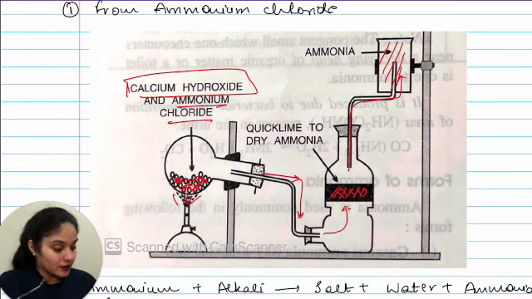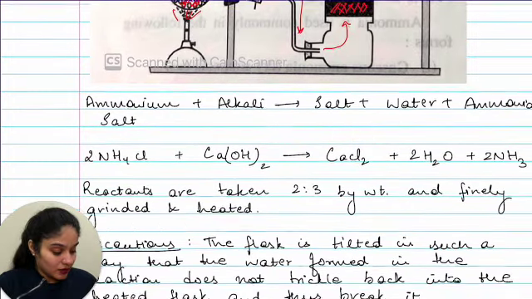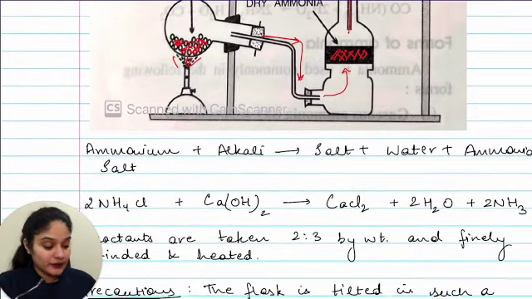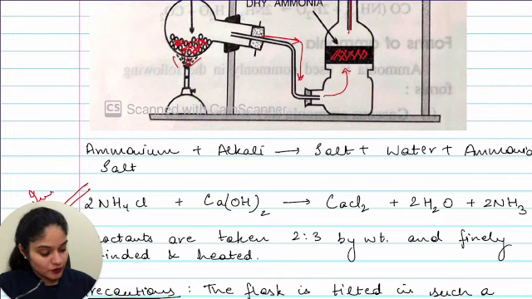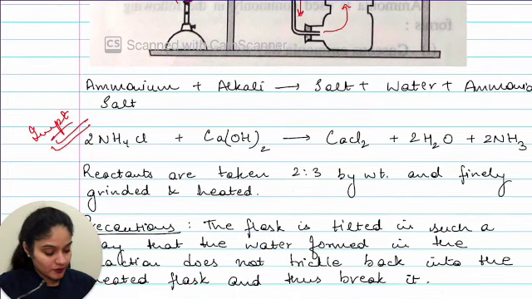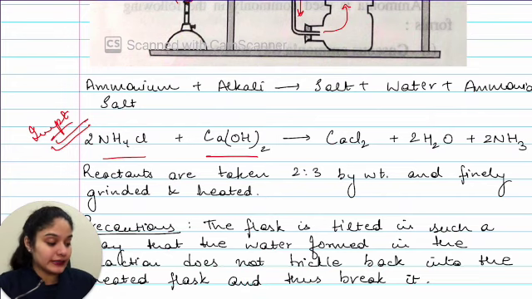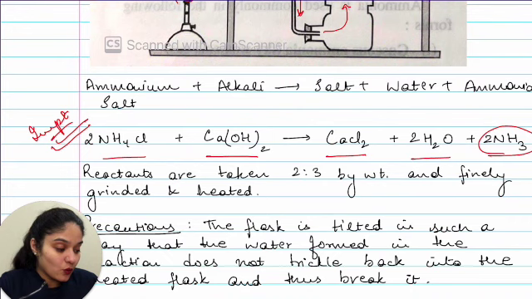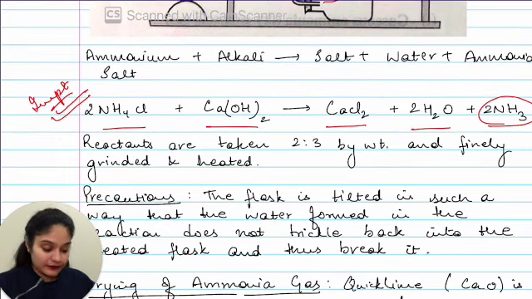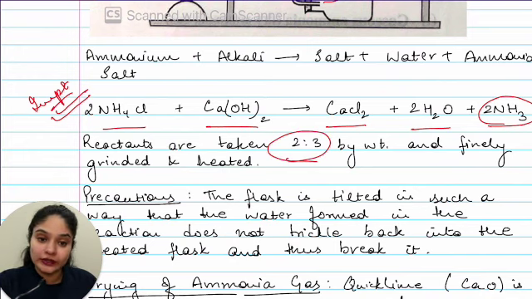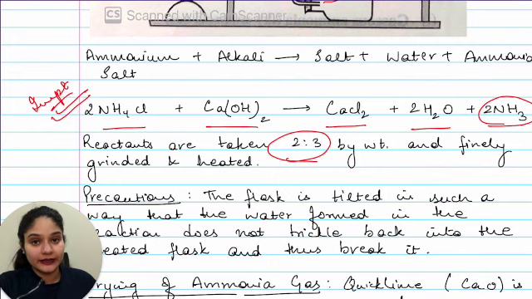Okay, let's look at the equation. This is an important equation. Ammonium chloride combining with calcium hydroxide gives us calcium chloride, water and ammonia gas. Now, the reactants that we are talking about here are taken in a ratio that is 2:3 by weight and finely ground.